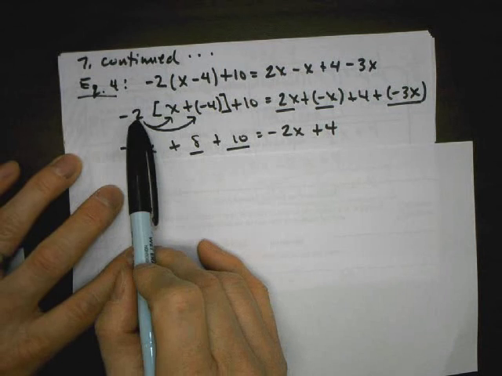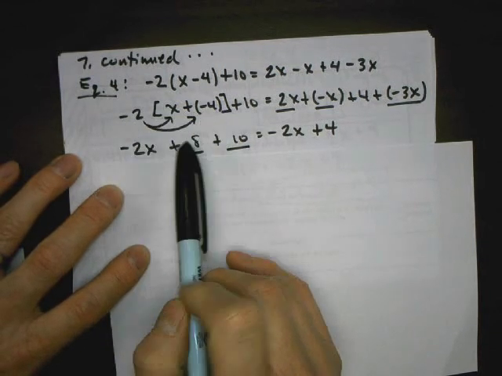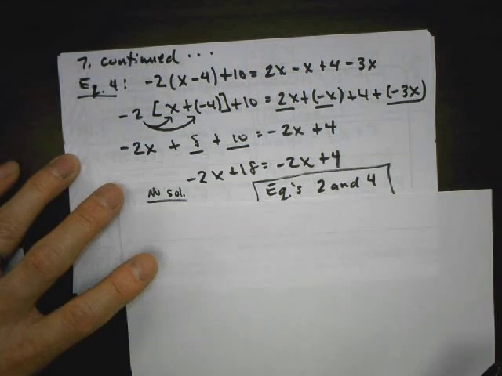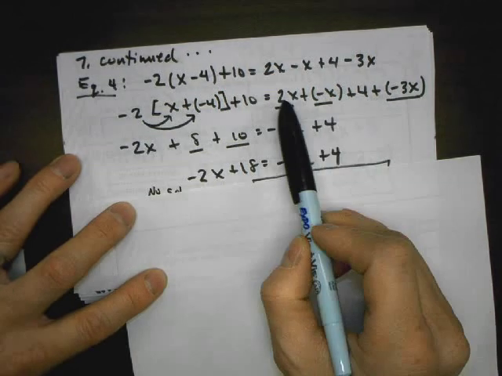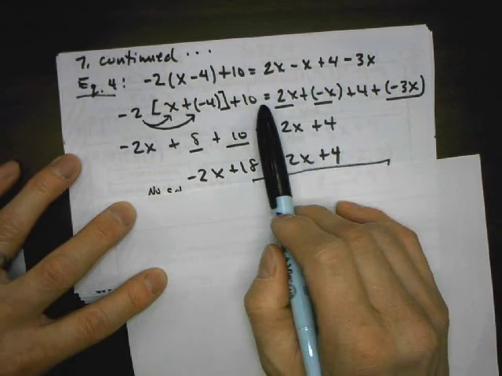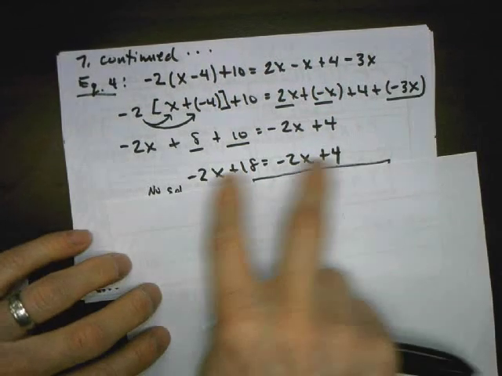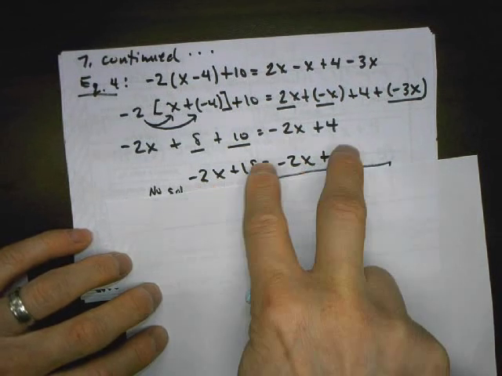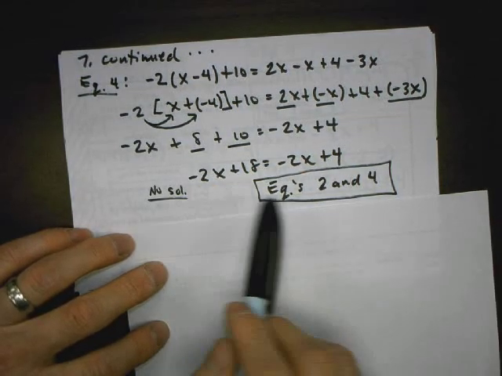Negative 2 times x is negative 2x. Negative 2 times negative 4 is 8. Now we combine like terms. So I combine the 8 and the 10. Over here, I combine 2x and negative 1x and negative 3x. Well, if you did 2, negative 1, negative 3, that would give you a negative 2, right? Now both sides are simplified. I see I have the same coefficients, different constants. That's no solution. So the two that had no solutions were equations 2 and 4.